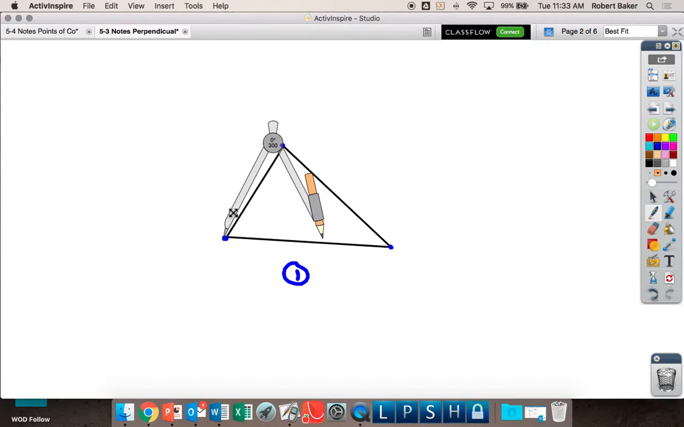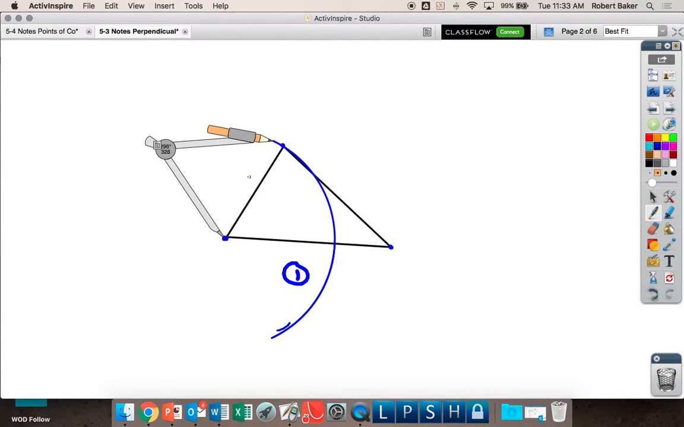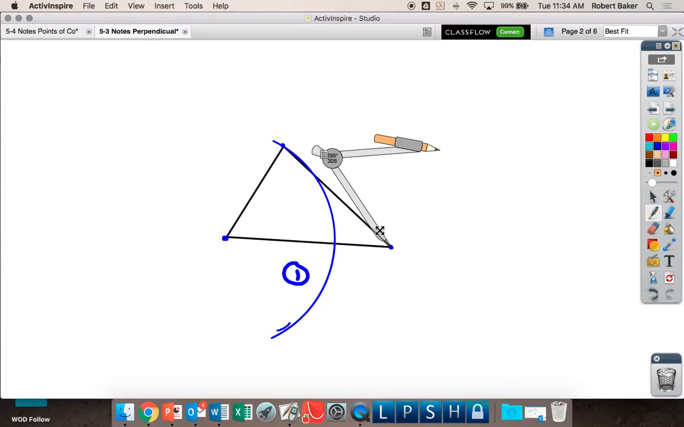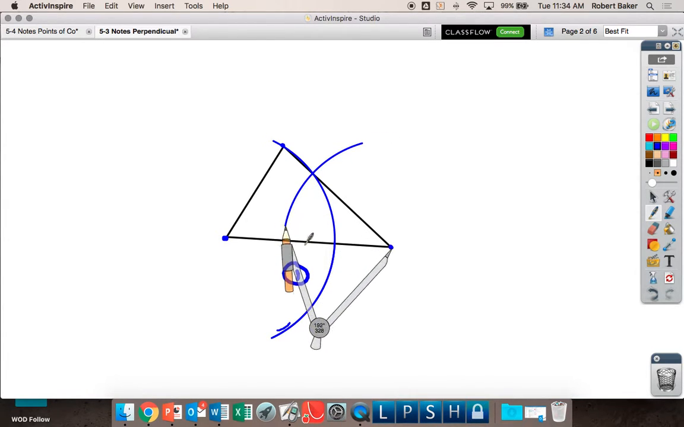You place your pivot point on the vertex of the triangle. You make sure that your compass goes more than halfway across the triangle. Okay? You swing an arc down. You swing an arc up. Without changing the radius of your compass, you move to the other side, and you draw an arc with the same radius.